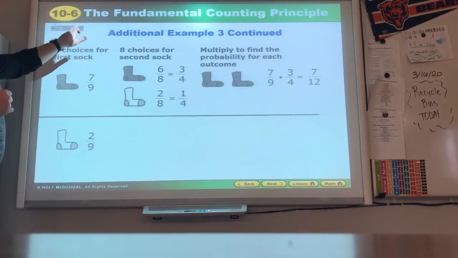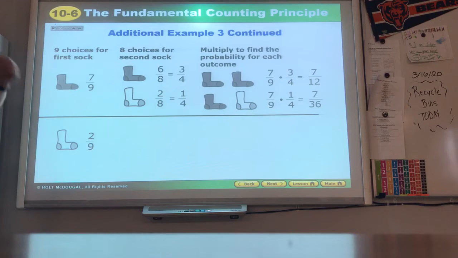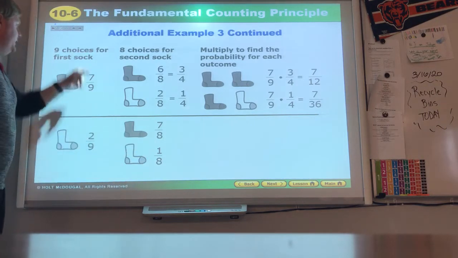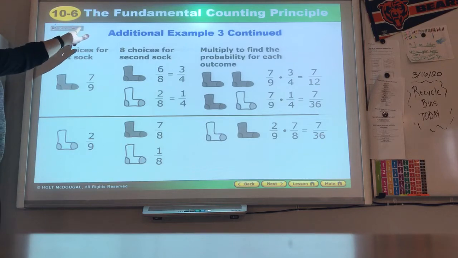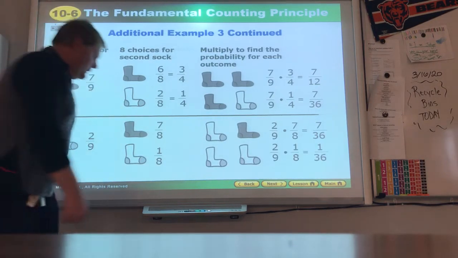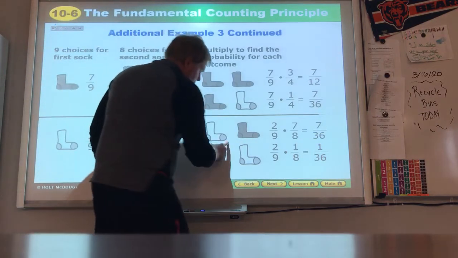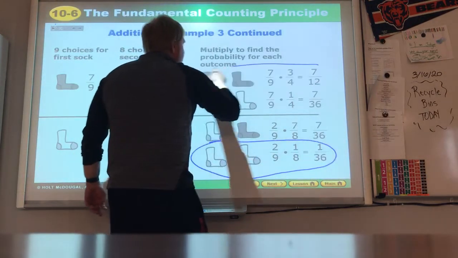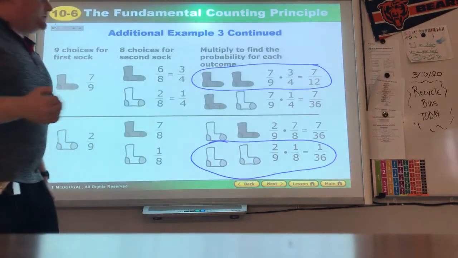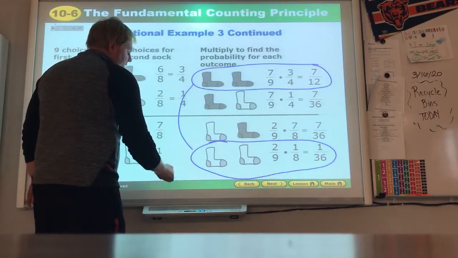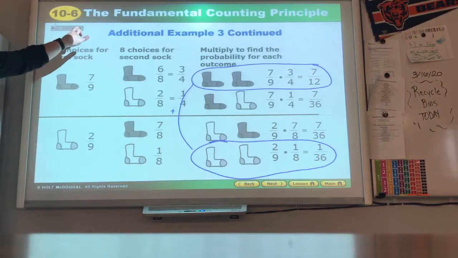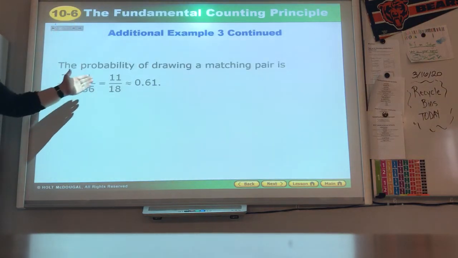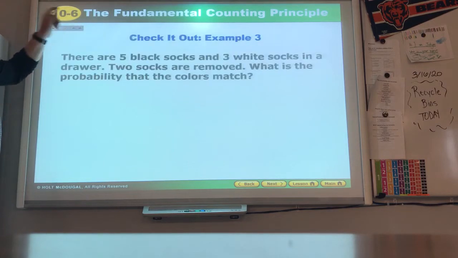That's what we got. Now with our white sock here, we have a 2 out of 9, and we have a 1 out of 8. All right? We have a 1 out of 36. The pair is what we wanted, so I focused on that. This or this happening means we add the two together. So we add those together, we get 11 out of 18, and that is our choice.